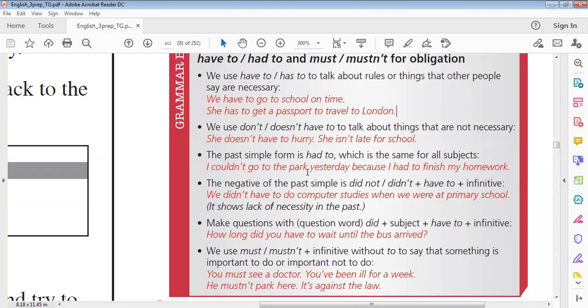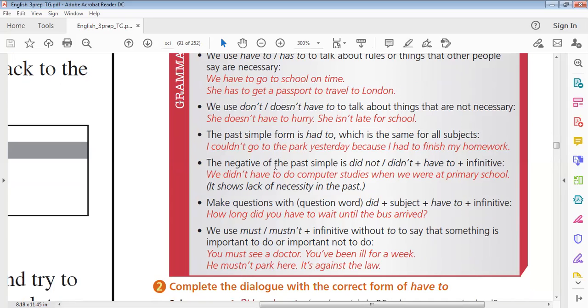If you want to talk about something which was important, which was necessary in the past, you will use had to. And had to, we can use it with all the subjects, unlike have to or has to, because have to, we can use it with I, they, we, you, and the plural. But has to, you can use it with he, she, it, and the singular. We can use had to, as I told you, if you are talking about something which was important in the past, like this.